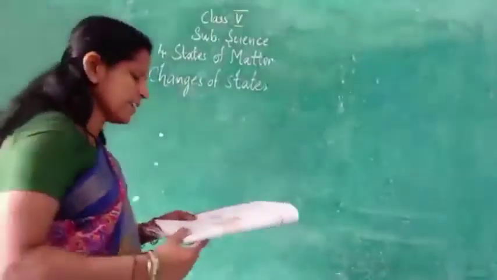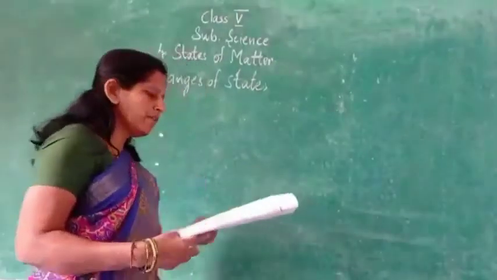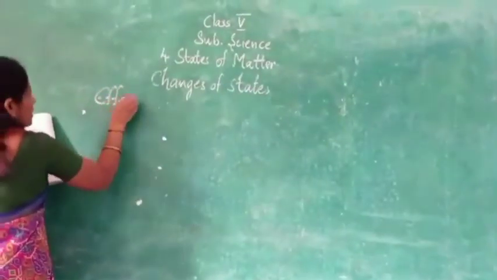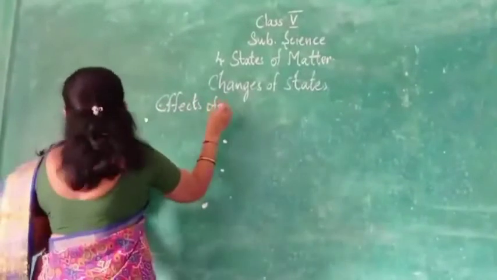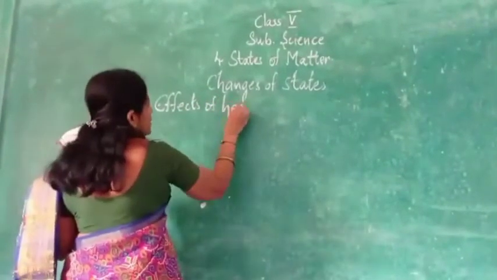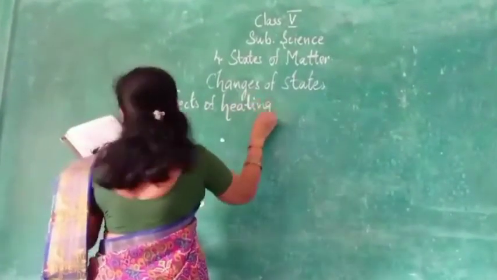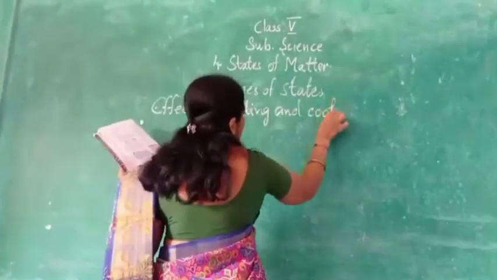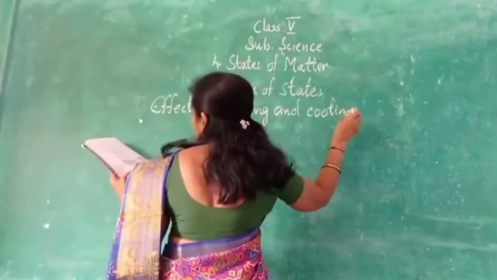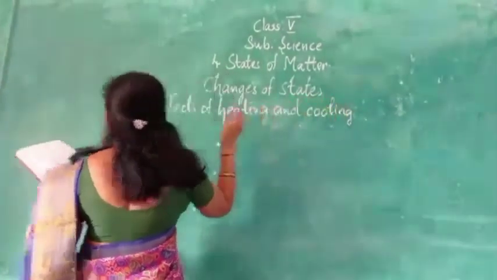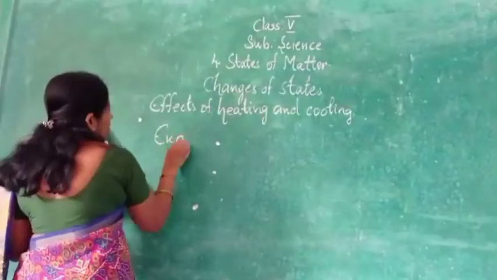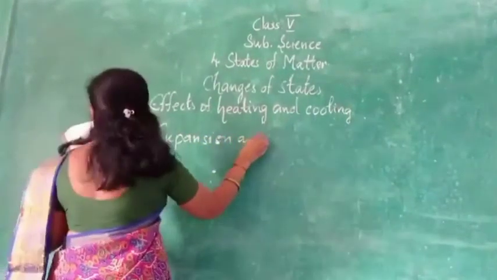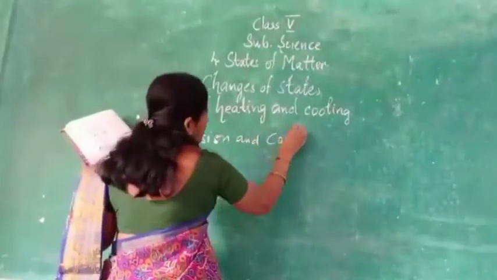Now we go for the effects of heating and cooling. What are the effects of heating and cooling? Expansion and contraction.